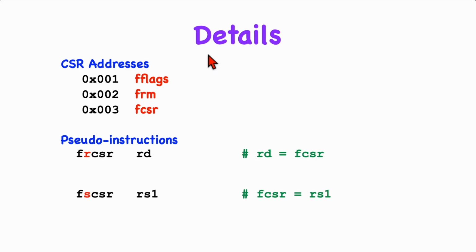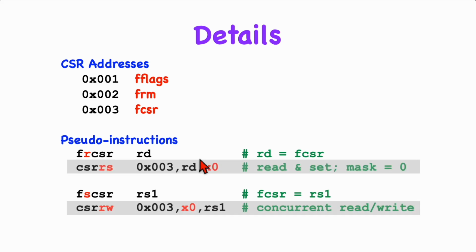Just to go into a little greater detail, which you can safely ignore, every control and status register has a 12-bit address, and here are the addresses for the floating point registers. And the instructions that I just mentioned are actually pseudo instructions, so the assembler will translate them into machine instructions that actually exist. For example, the instruction to read from the FCSR register is actually translated into the CSR instruction that will read and set a control and status register. And here are the operands that would actually be used.